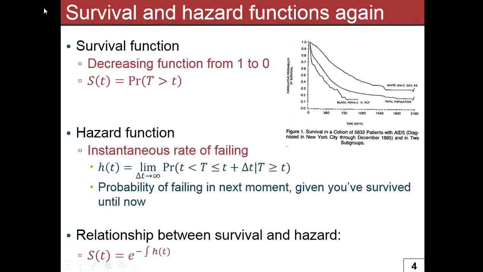So effectively it's the slope of the survival function at any given point in time, and it's the instantaneous rate of failure here, as it says. And we also covered that there's this relationship between the survival function and the hazard function, and basically the survival function is e to the minus of the integral, the sum effectively, of these continuous, instantaneous hazards. Okay, so this is how you get from a hazard function to a survival function.